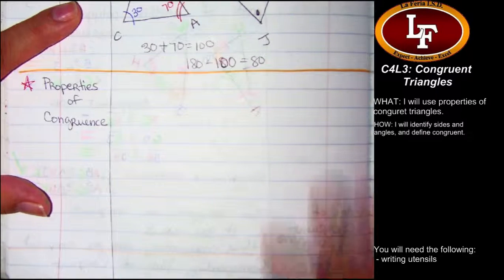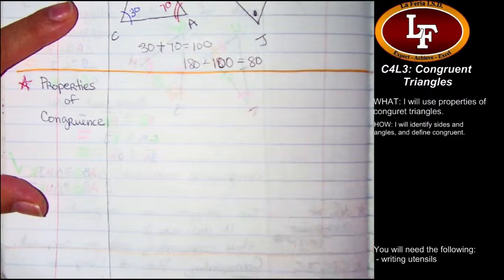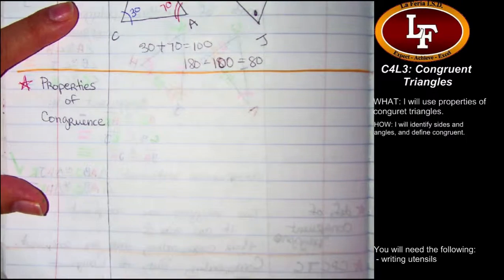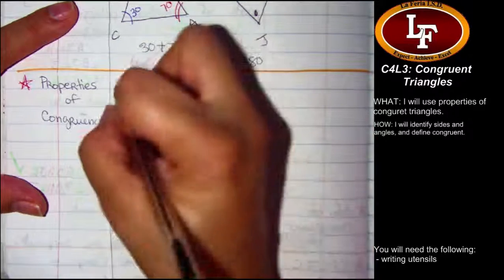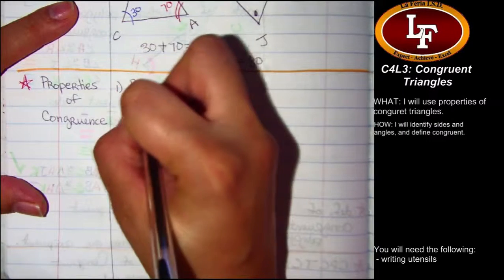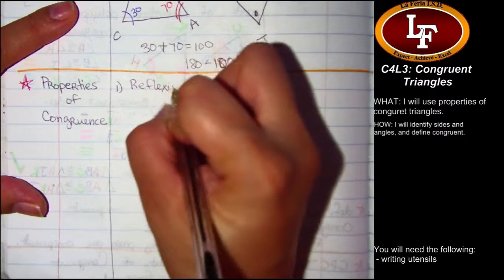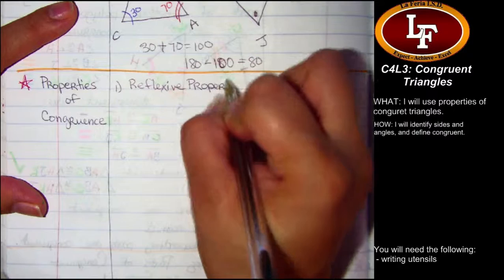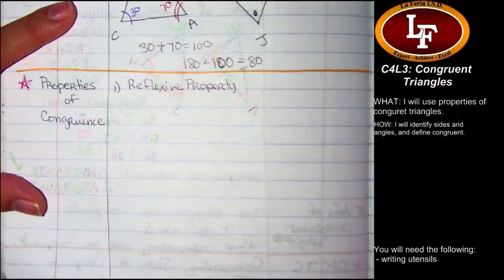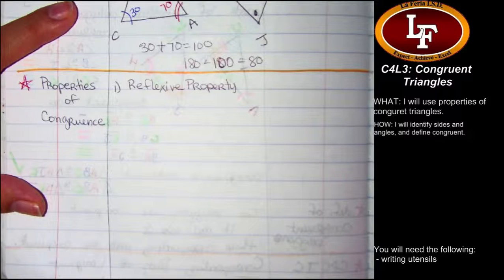Okay, we're going to go over the properties of congruence. There's only three of them, so this is going to have three subheadings. You've seen them before in algebra. Now we're just going to formally write them out for congruence. The first one is called the reflexive property. When you're writing your formal proofs, you'll have to write reflexive property of congruence because it's different from the one of equality.